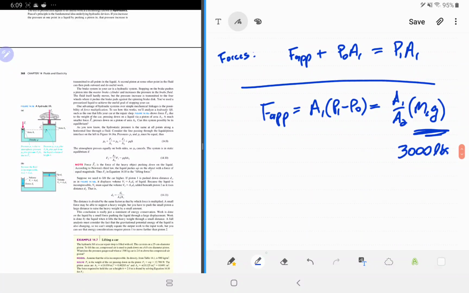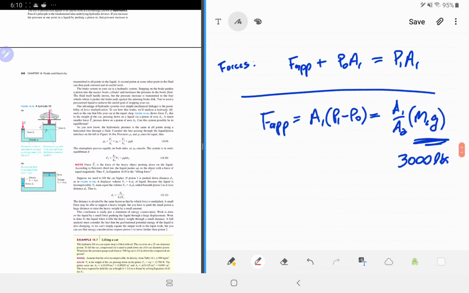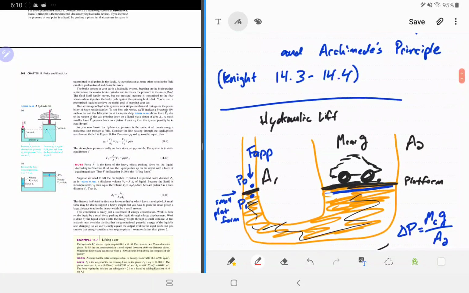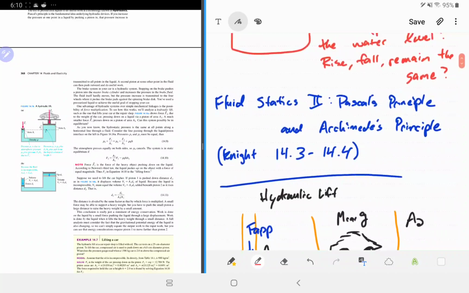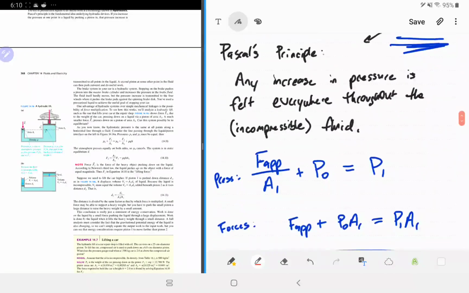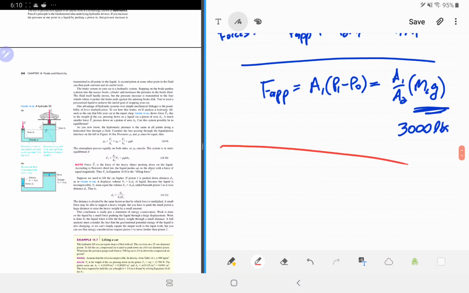So this is really useful. It's not just hydraulic lifts, the brakes in your car operate on a similar principle. You have to push relatively lightly in order to get a pretty big force to stop your car. So you have to push more on your brake pedal than the brake calipers actually move. Okay, so that was the first thing we wanted to cover.